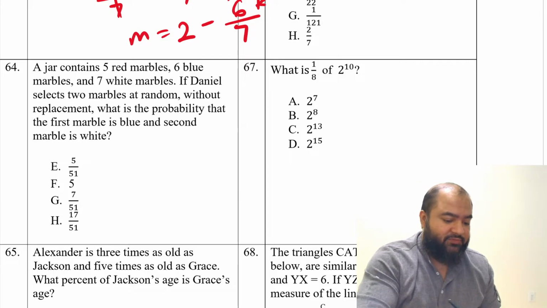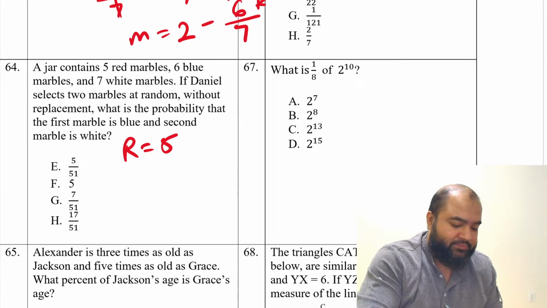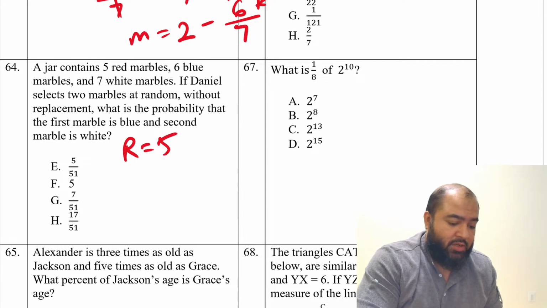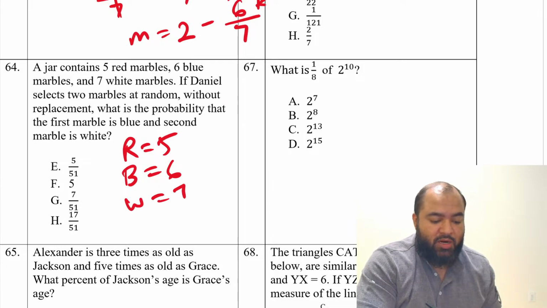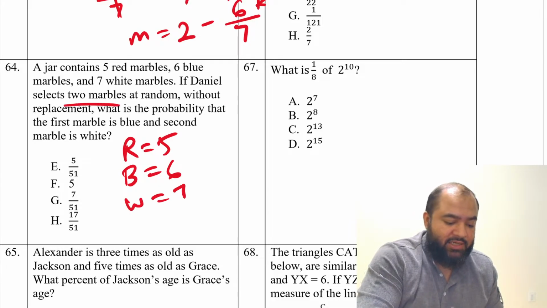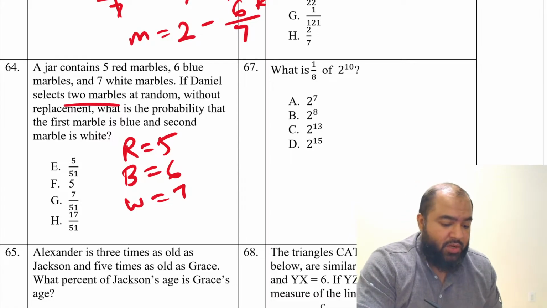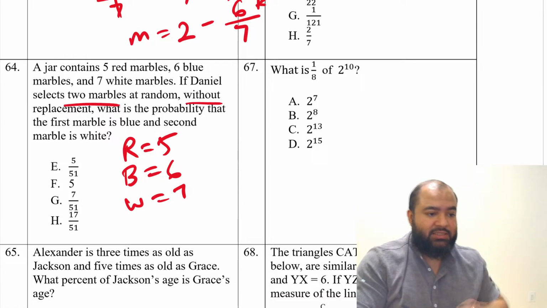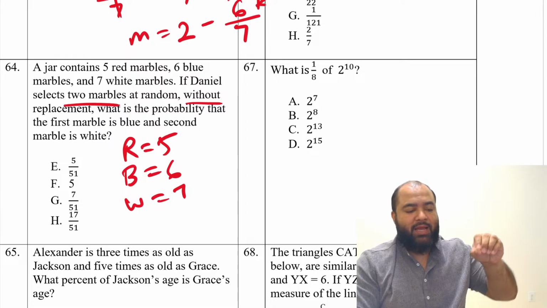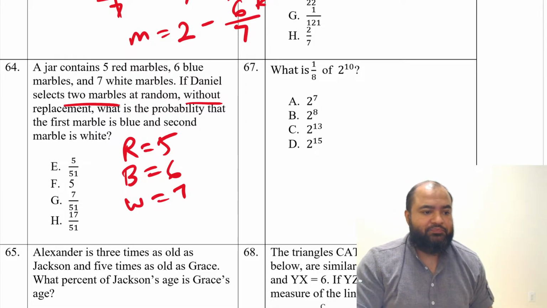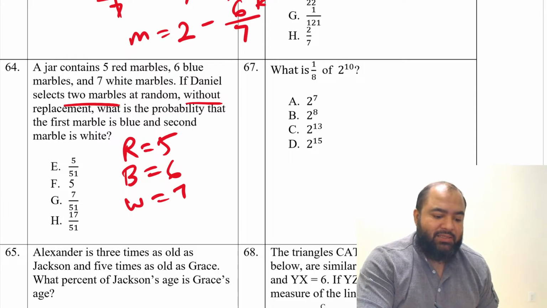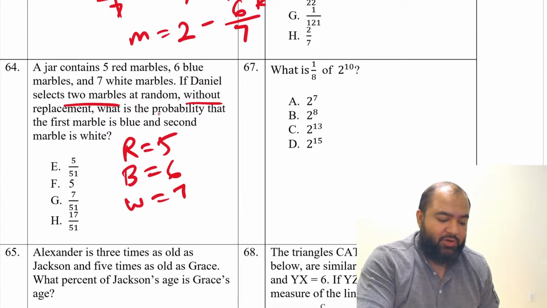A jar contains 5 red marbles. So 5 red, 6 blue, and 7 white. If Daniel selects 2 marbles at random, so remember, Daniel is selecting 2 marbles without replacement. So he selects 1 marble, he doesn't replace it back, he just throws it away, and then picks another one. So 2 events. So every event is a fraction. Like for example, what is the probability that the first marble is blue?